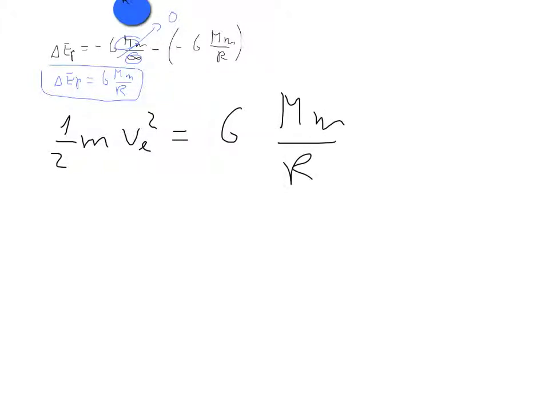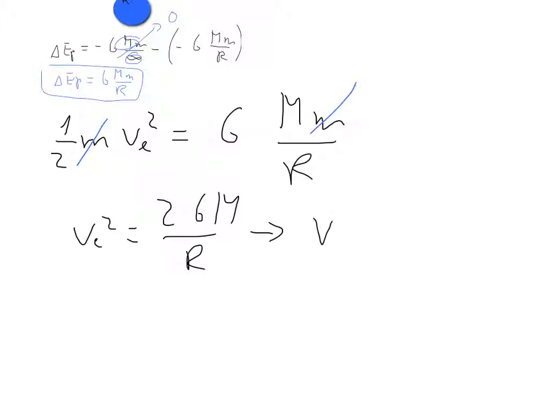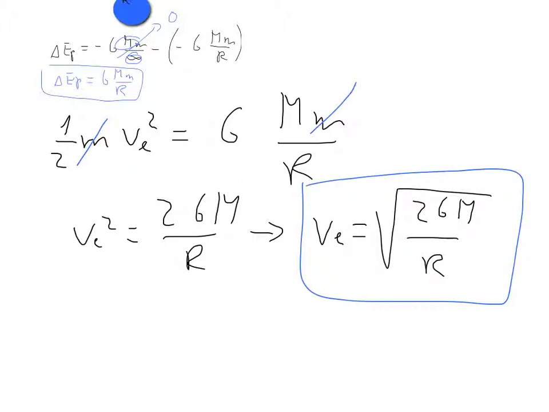And now what we need to do is cross things out. m and m go. And so we get that escape velocity squared is 2GM over R, and therefore the escape velocity is the square root of 2GM over R. Done. And you should be able to do this yourselves too.